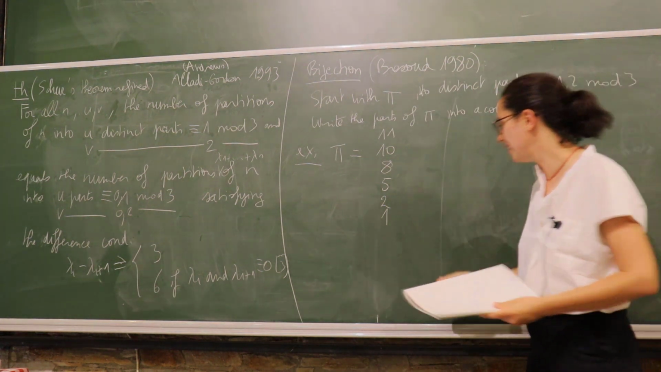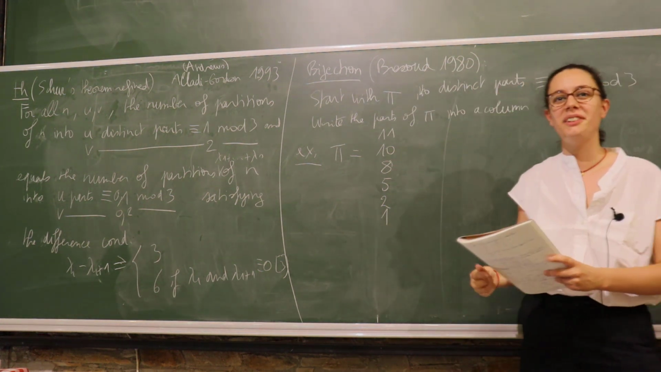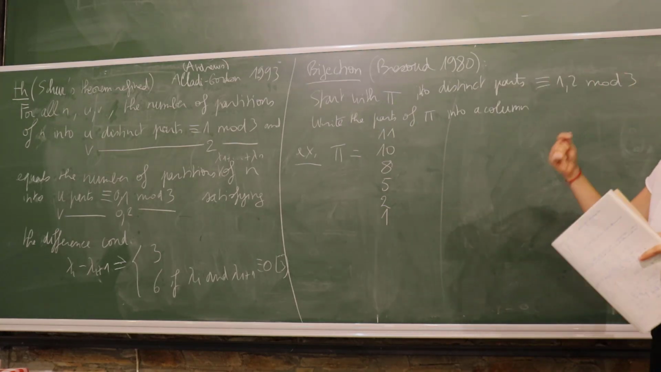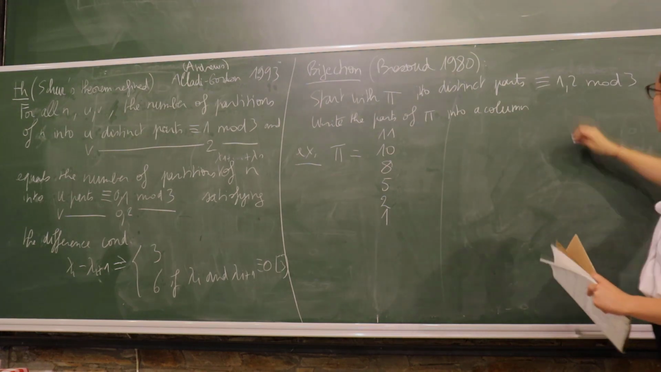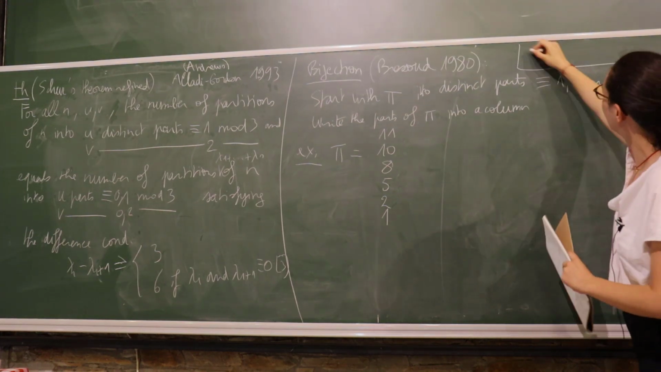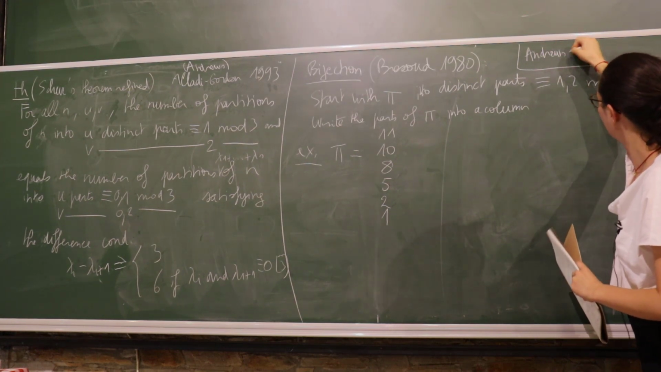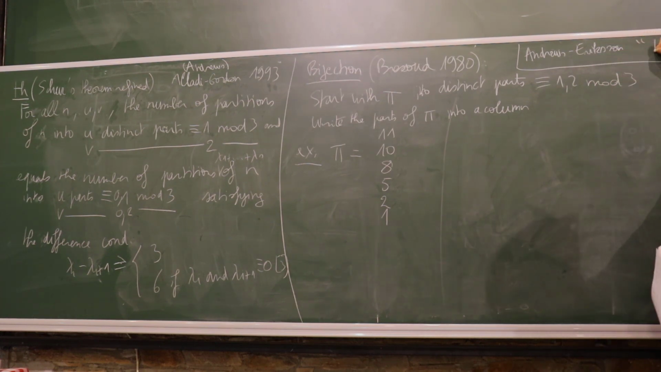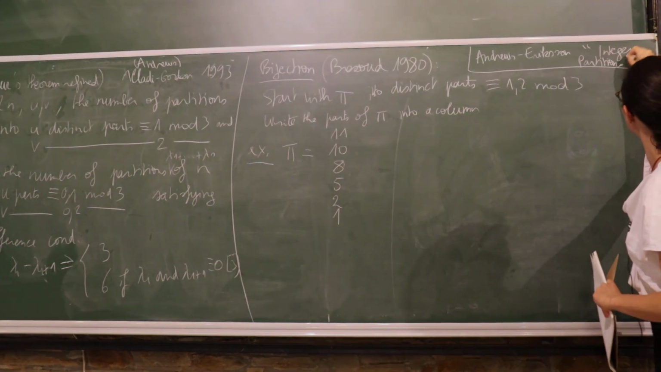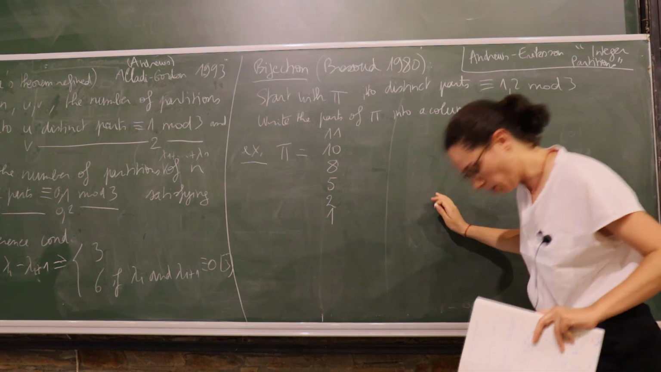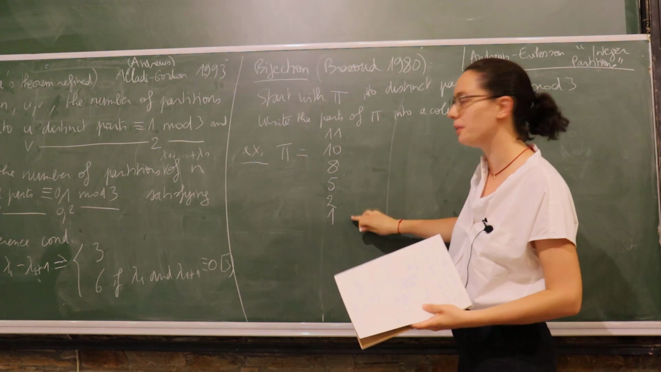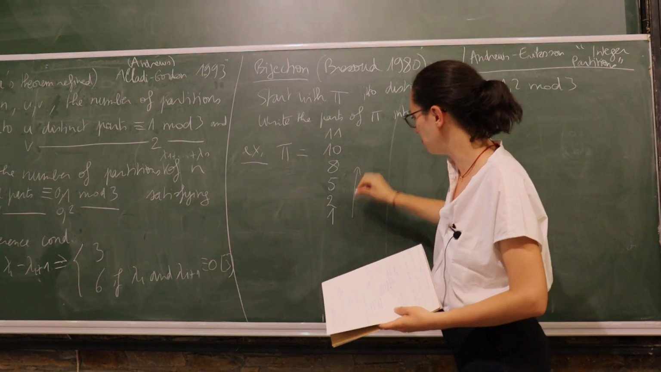I must admit that I stole this example from the book of Andrews and Eriksson called Integer Partitions. And actually, that will be the reference for the full bijection that I will give you. So maybe I can already write it here: Andrews, Eriksson, Integer Partitions. It's a nice book, a nice introduction to integer partitions.